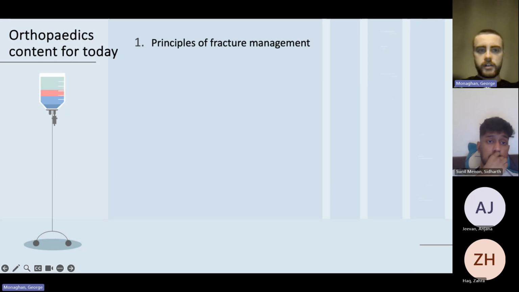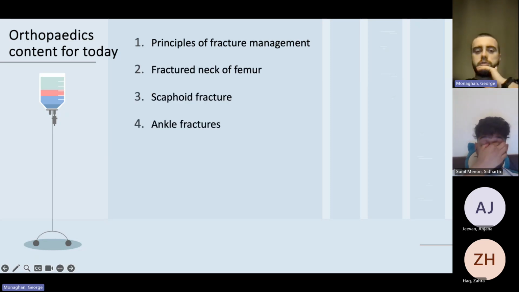So this is the stuff we're going to cover. We've got the principles of fracture management as a whole, and then some more specific fractures that you need to know of: how they're caused, their signs, symptoms, and also how we manage them. That's neck of femur fractures, scaphoid, and ankle fractures.